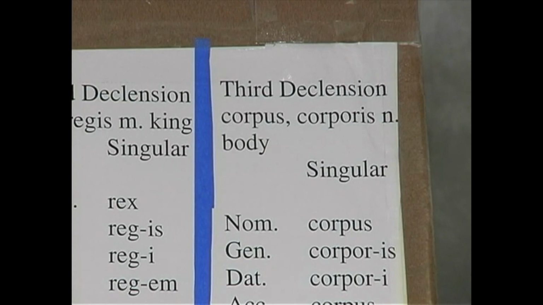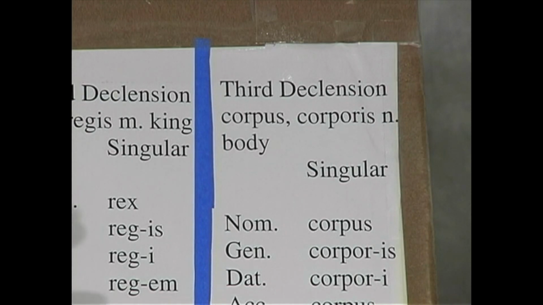Notice, sometimes the genitive singular is spelled differently than the nominative singular. That's why you have to memorize that genitive singular, because that form is the one that gives away what the base of the noun is. In this case, the nominative singular corpus is different from the genitive singular corporis. Well, you can identify the noun as a third declension noun because it has is in the genitive singular, corporis, just like rex, regis. That's the key to identifying the declension.